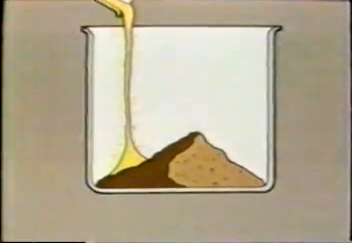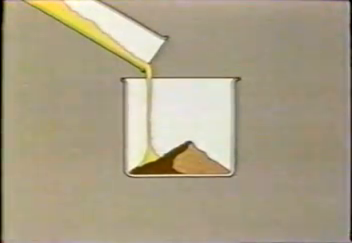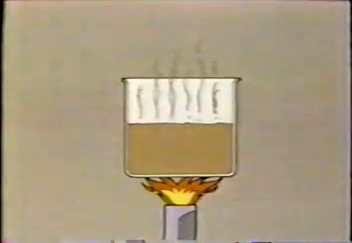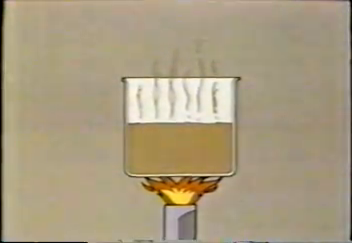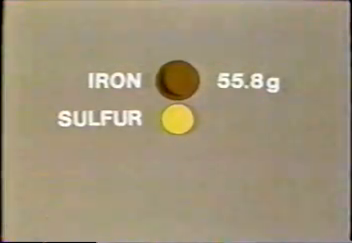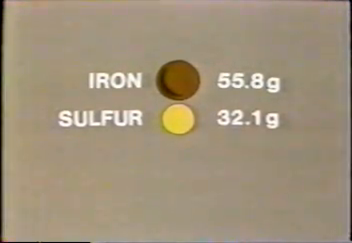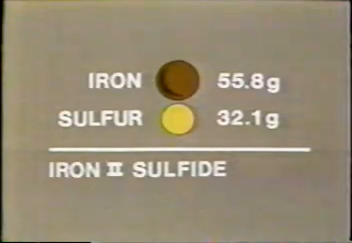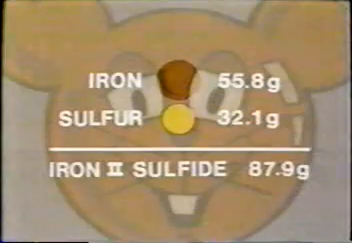In chemical reactions, the mole can be used to measure not only atoms, but also molecules. The mass of a mole of iron atoms is 55.8 grams. The mass of a mole of sulfur atoms is 32.1 grams. So the mass of a mole of iron 2 sulfide is simply 87.9 grams.